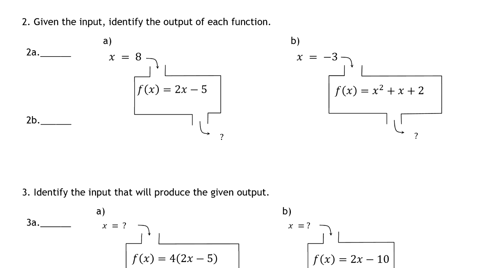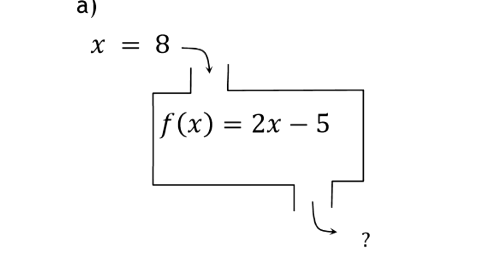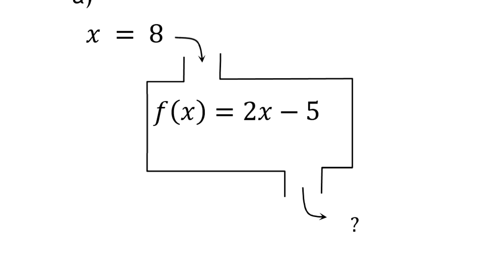For question 2, I'm given two different functions, asked to evaluate them for two different inputs. And the first one, I'm given an input of 8, and my function is y equals 2x minus 5. So again, this value 8 is what's fed into the function, and once I feed it in, I'm going to just evaluate that 2x minus 5, and that'll produce the output.